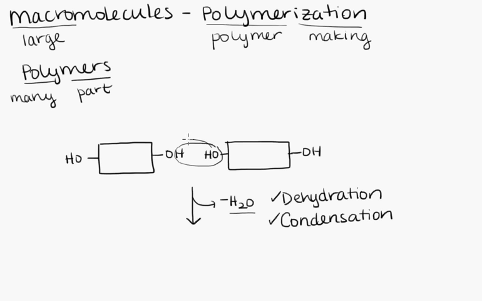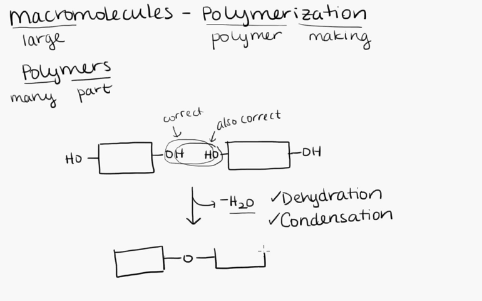Another way to draw this is like that. So both of these circles are correct. You only need to draw one of these circles. So this is correct. This is also correct. You just need one. If you draw both, I'm going to think you're making stuff up. Okay. And so after that happens, the H2O leaves, and what we're left with is one of these O's still attached, and now it's attached to the other monomer, and together these are starting to make a polymer.